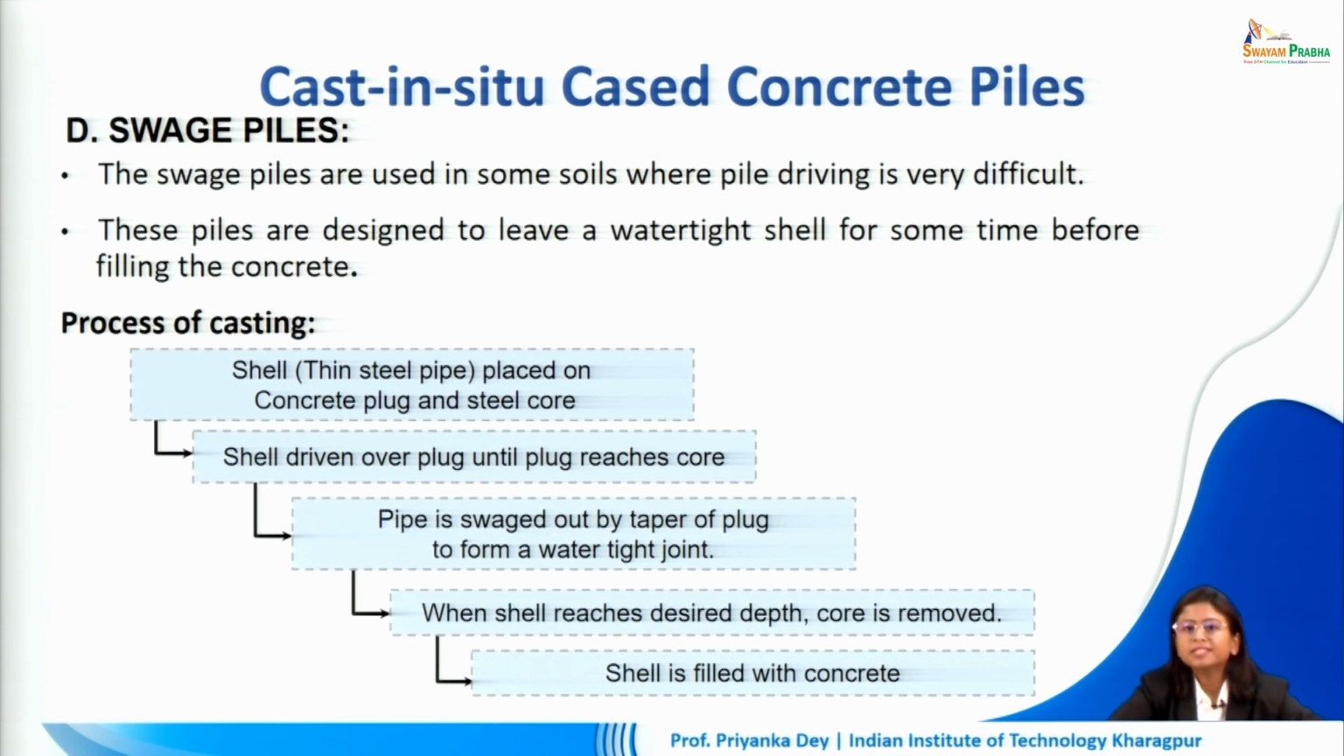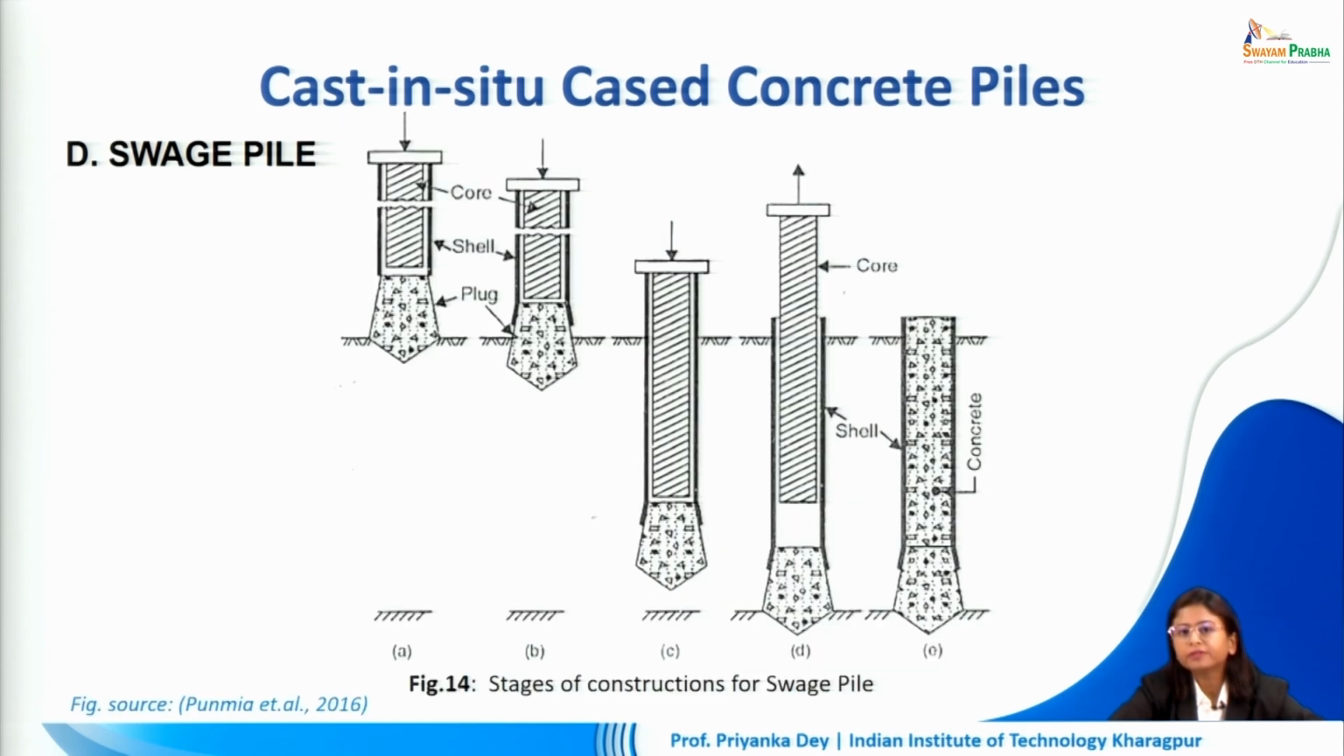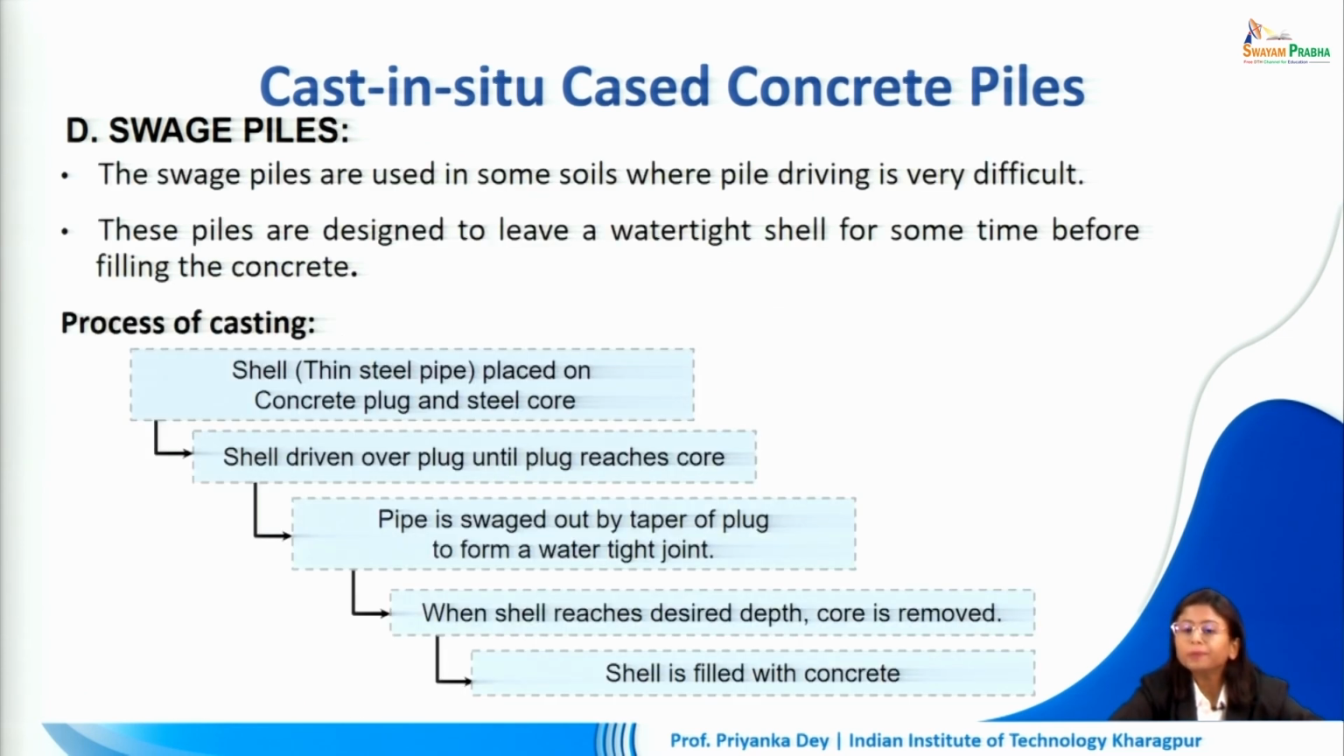Swage piles look slightly different from the previous examples. In this case, we are going to have some form of a bulb or a plug at the end of it. So that is how it is slightly different from the previous examples. So how do we make it?